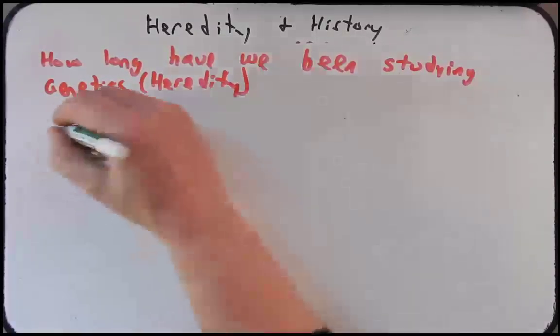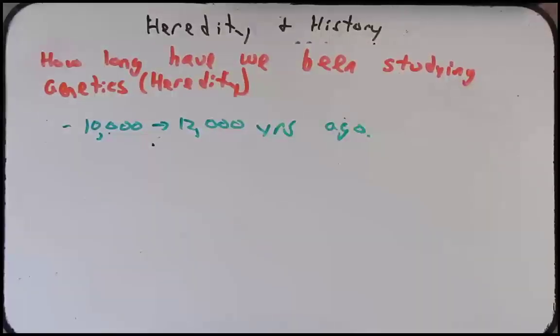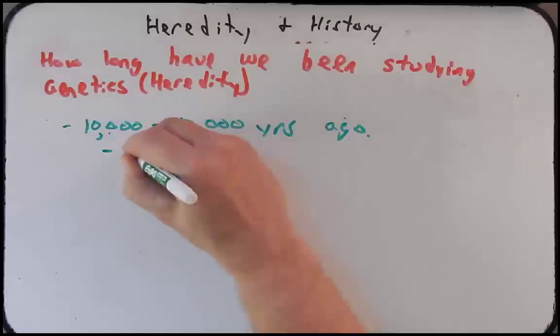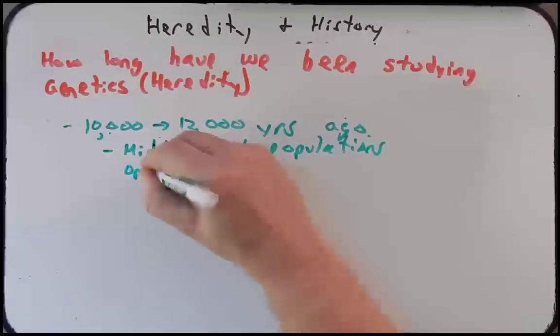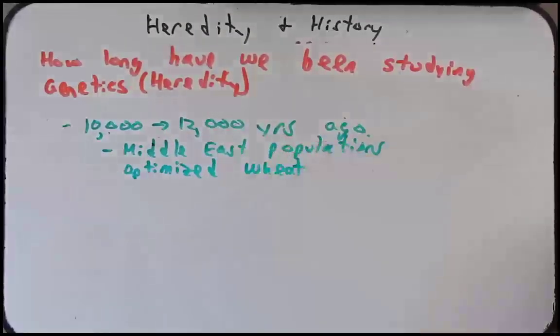But people have been applying genetics, even if they didn't know they were doing so, 10,000 to 12,000 years ago. In this time frame here, there's evidence that populations, particularly in the Middle East, optimized wheat by doing various crosses. In other populations, other agricultural products, as well as livestock, were optimized by various crosses.